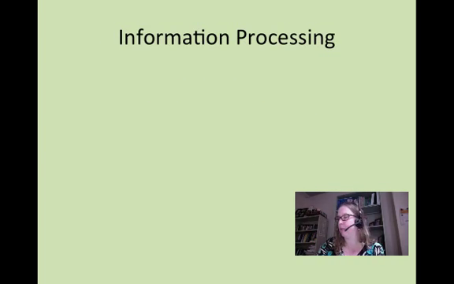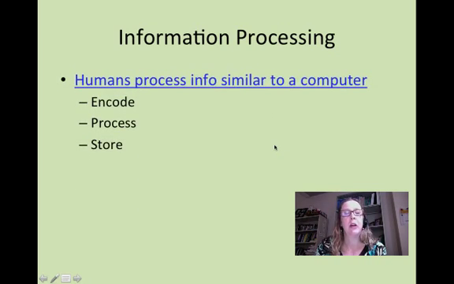Okay, information processing. We are on page 249 of the text if you are following along in the textbook. The basic premise to information processing is the idea that humans process information similar to a computer. So we use words like encode, process, and store.